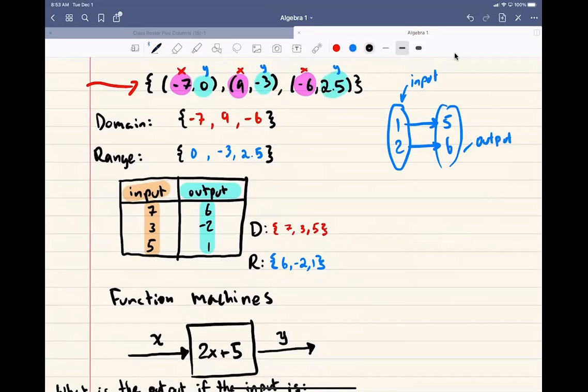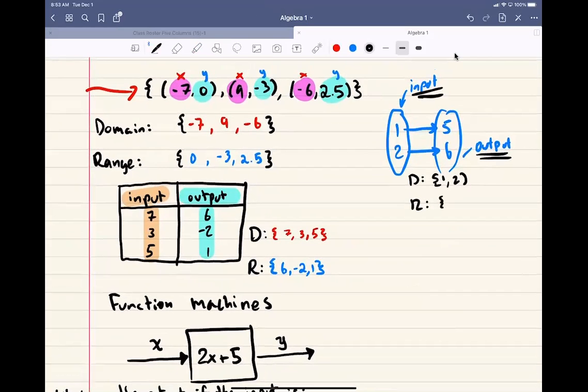So the domain here would be 1, 2, because it's our input, and our range would be our output. So that would be 5, 6. And remember, we're using the curly brace. Why? Because we're not doing ordered pairs.